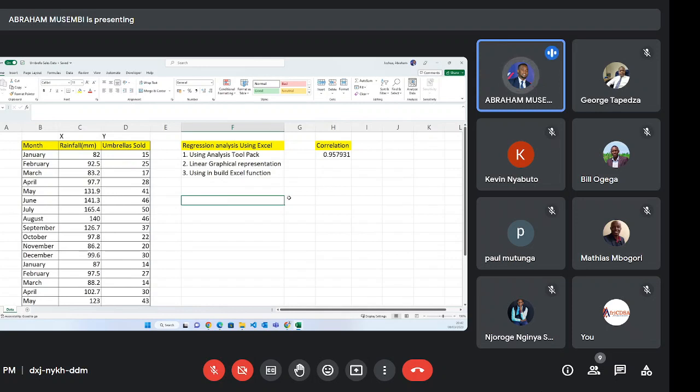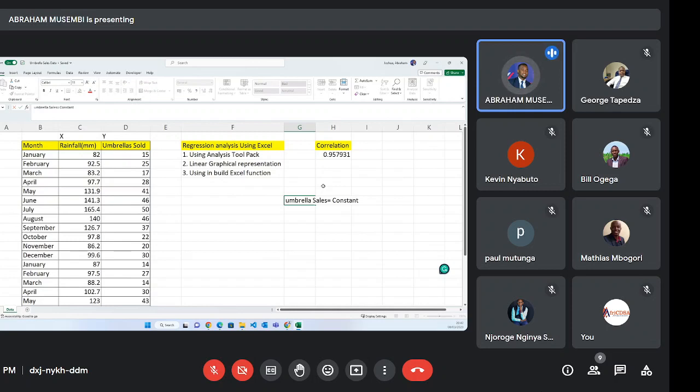So we can do a draft of the model. Our model will be: umbrella sales will be equal to a constant, plus or minus the coefficient times the variable, then plus or minus our constant, that is our y-intercept. Okay, so this is our model.